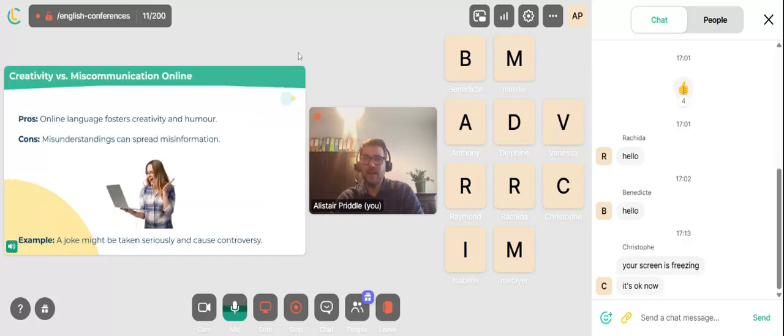So let's think a little bit about creativity versus miscommunication online. Now, there are pros, of course. Online language fosters creativity and humour. This is true. There is, of course, huge cons as well, though. Misunderstandings can spread misinformation. For example, a joke online might be taken seriously and cause controversy.